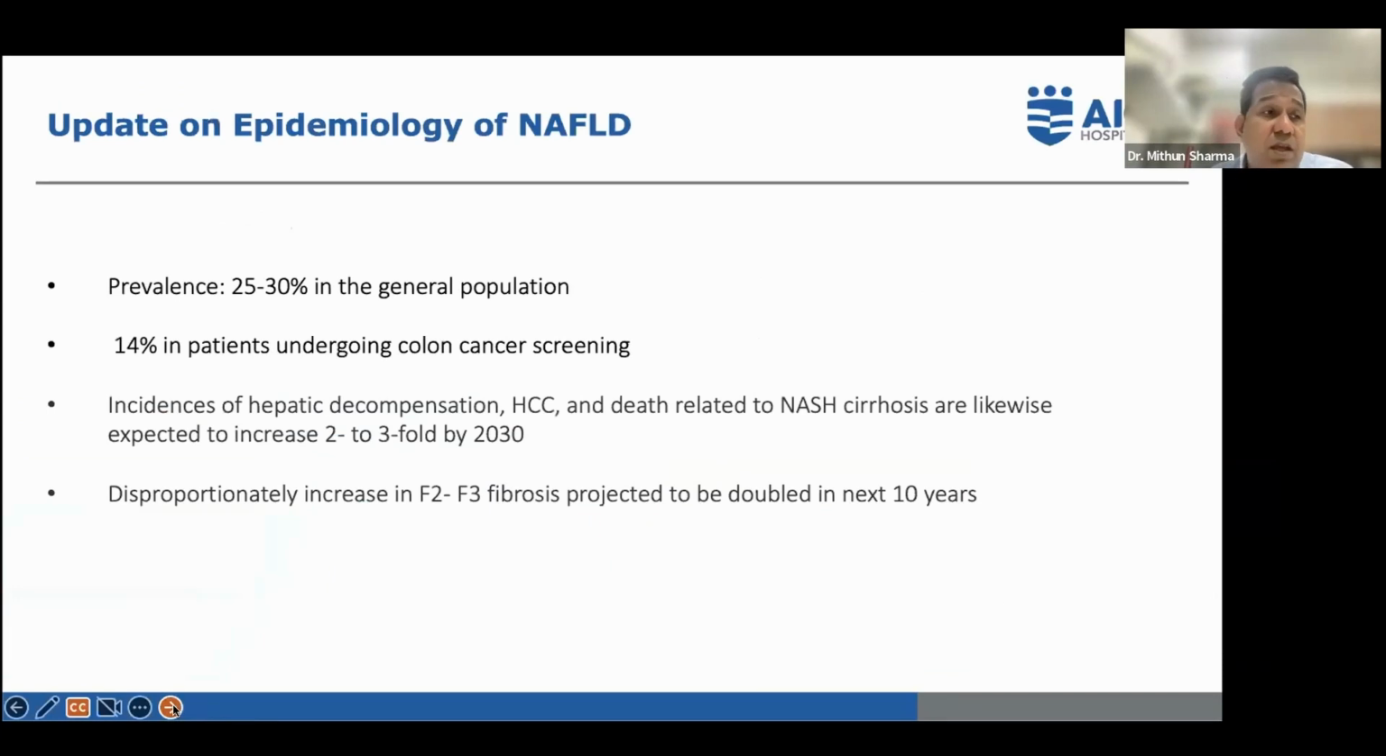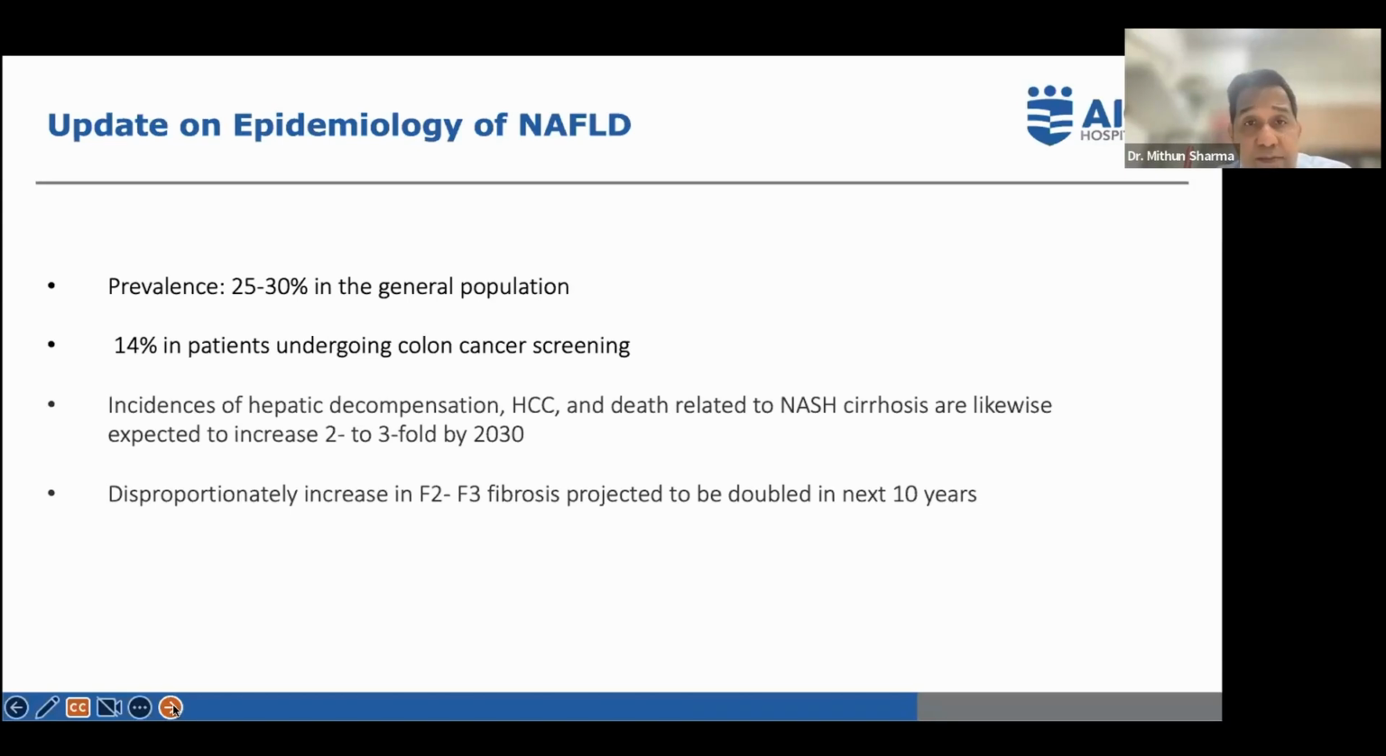So the update on the epidemiology and the guideline is that the prevalence of fatty liver is close to 25 to 30% in the general population. We understand that we don't screen the general population to get such data. There is data from colon cancer screening patients. This is data from Europe, where it was found that 14% of patients undergoing colon cancer screening have non-alcoholic fatty liver disease.